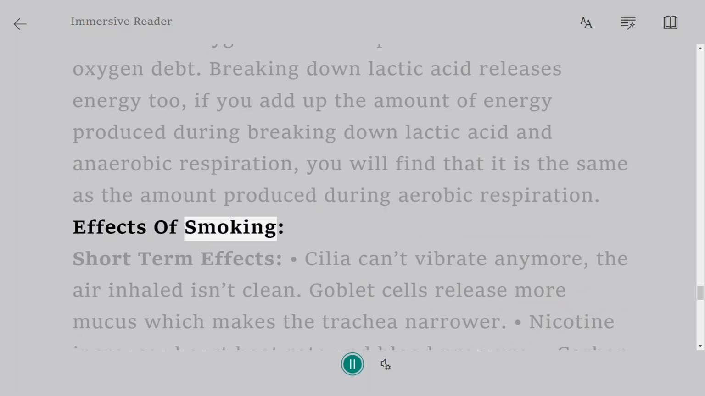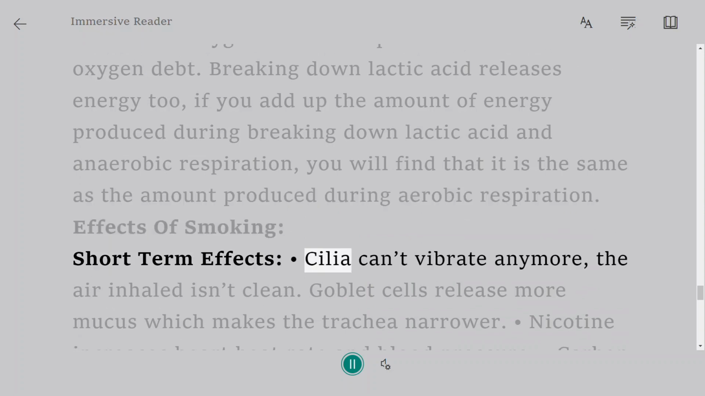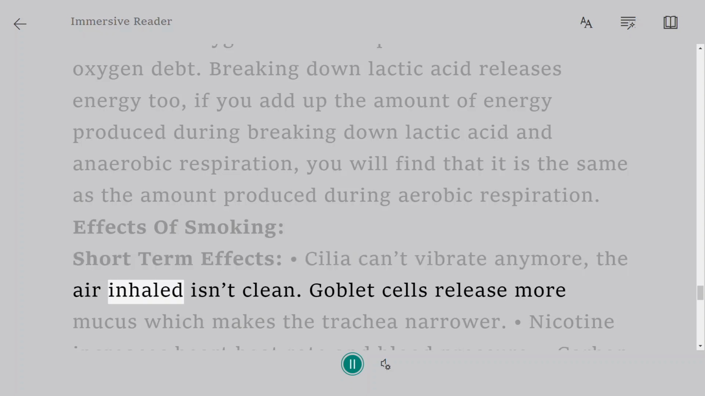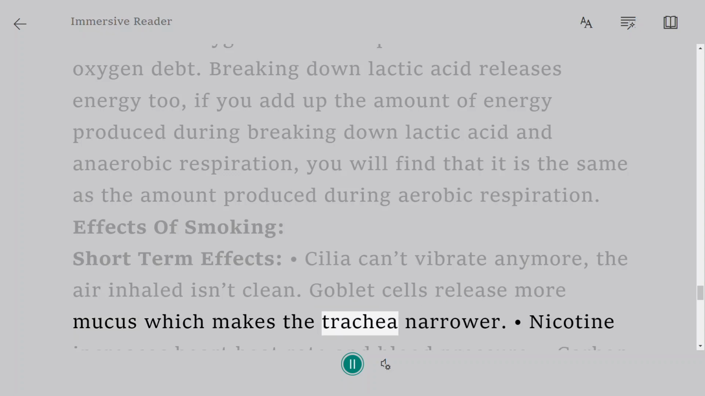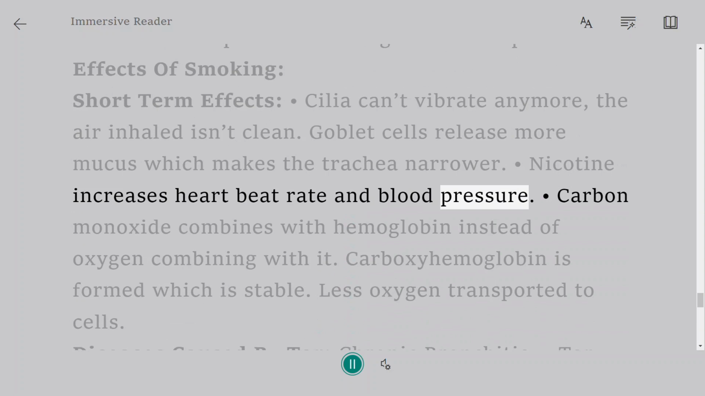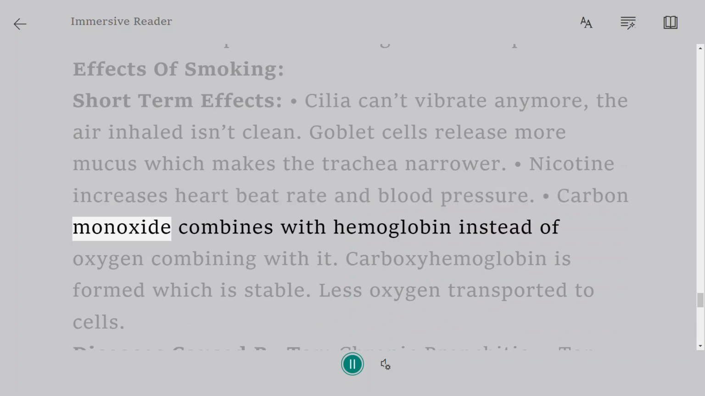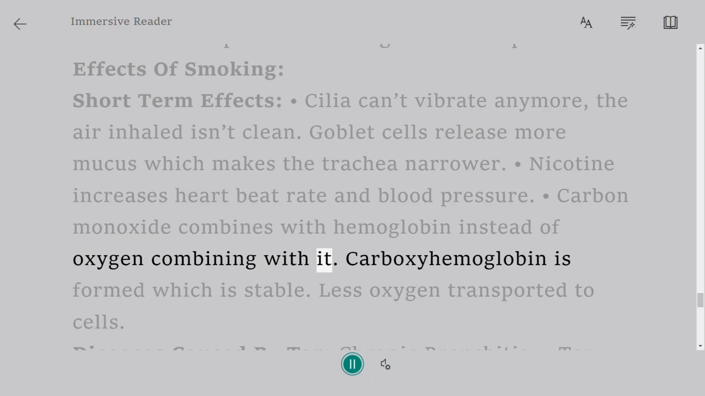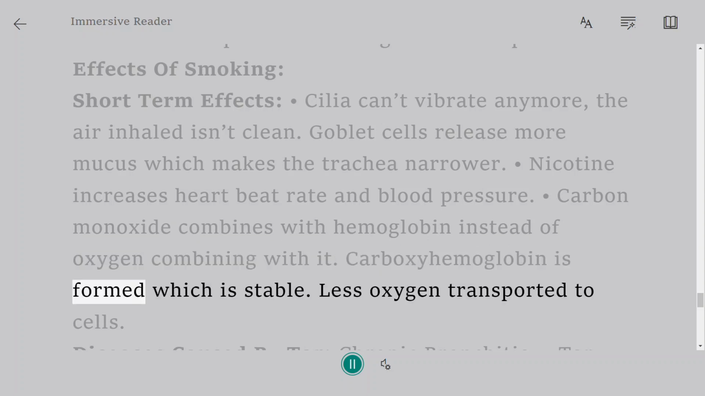Effects of smoking. Short-term effects: cilia can't vibrate anymore, so the air inhaled isn't clean. Goblet cells release more mucus, which makes the trachea narrower. Nicotine increases heartbeat rate and blood pressure. Carbon monoxide combines with hemoglobin instead of oxygen combining with it. Carboxyhemoglobin is formed, which is stable. Less oxygen is transported to cells.